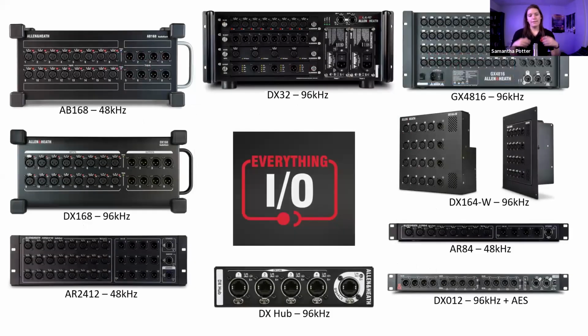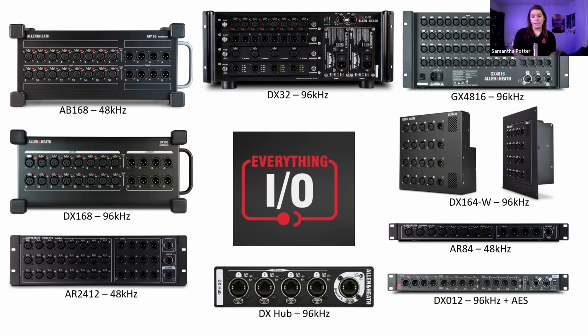All righty. Everything you see on this page here is part of the Allen & Heath everything IO ecosystem. Whether you need 48K or you want the full-blown amazing 96K sample resolution, we've got different options. If you wanted 48 inputs on a single one, but you also wanted MEs, we have an option for that. If you wanted completely modular ins and outs, we have the DX32, which is a fantastic option, especially if you want to mix and match things like AES and XLR and extra outputs and things like that.